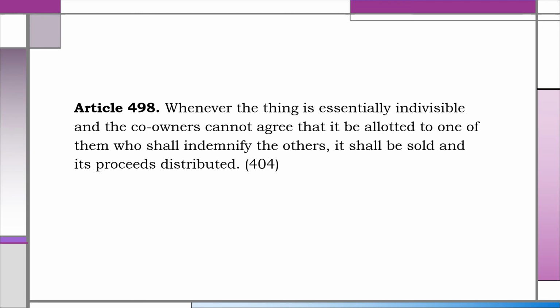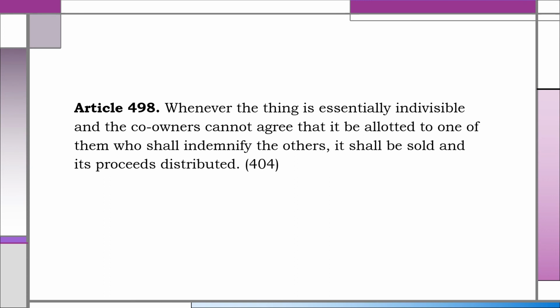Article 498. Whenever the thing is essentially indivisible and the co-owners cannot agree that it be allotted to one of them who shall indemnify the others, it shall be sold and its proceeds distributed. An example of an object essentially indivisible is an automobile. The termination of the co-ownership here is made not physically but by law. Hence, this article refers to what is called a legal or juridical dissolution.